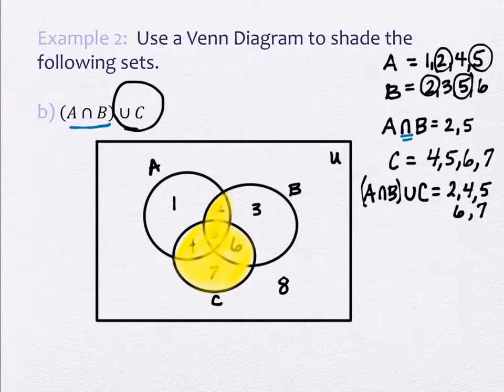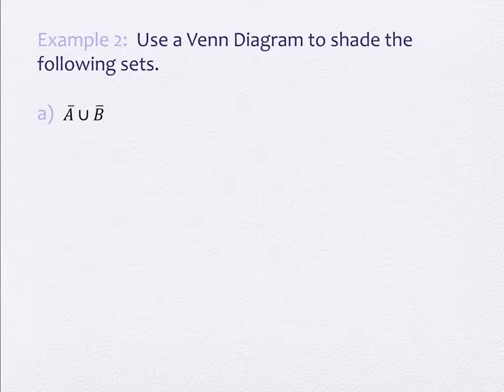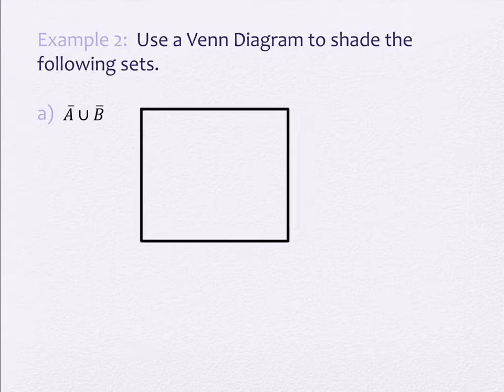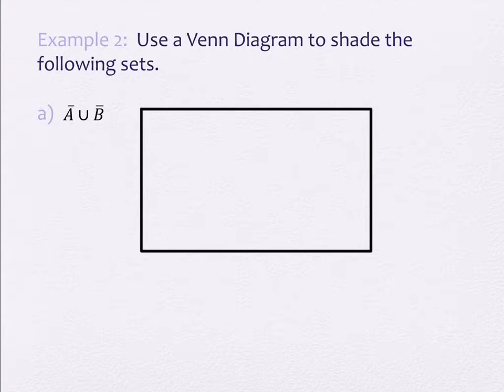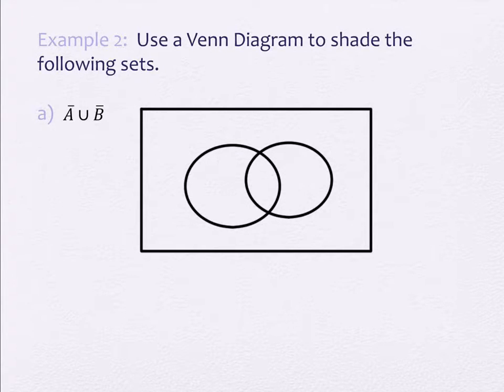All right, let's go back to the easier one. My apologies. Let's do this. This one only has 2 sets that it's talking about. So when we draw a rectangle, we will only draw 2 circles inside. And those 2 circles will overlap. That's the most general way to draw it. It's universal set U on the outside. We'll call this one set A and this one set B.